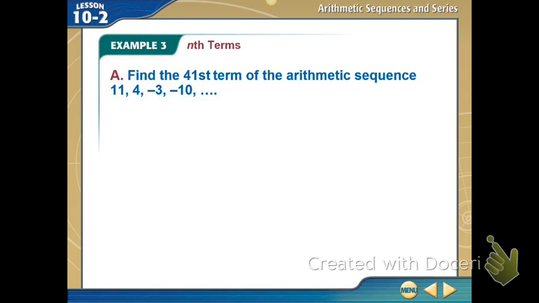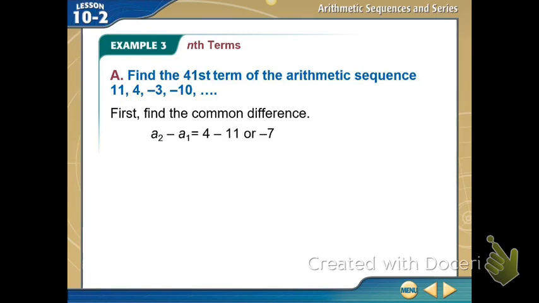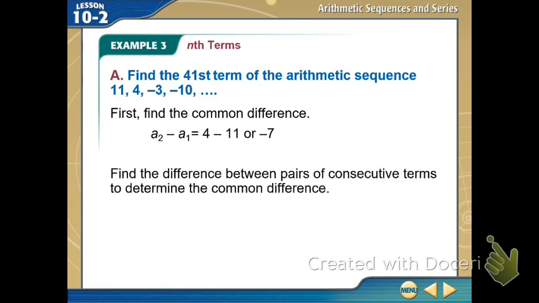Let's take a look at example 3. Find the 41st term of the arithmetic sequence. Since they're asking me to find the 41st term, that's n equals 41. The best way to do this is to first find a formula for a sub n and then plug in n equals 41. So I'll start by finding the common difference. You may notice that the difference between the terms is always the same, negative 7. That's my value of d. And I'll just double check to make sure that all the terms have a difference of negative 7, and they do.